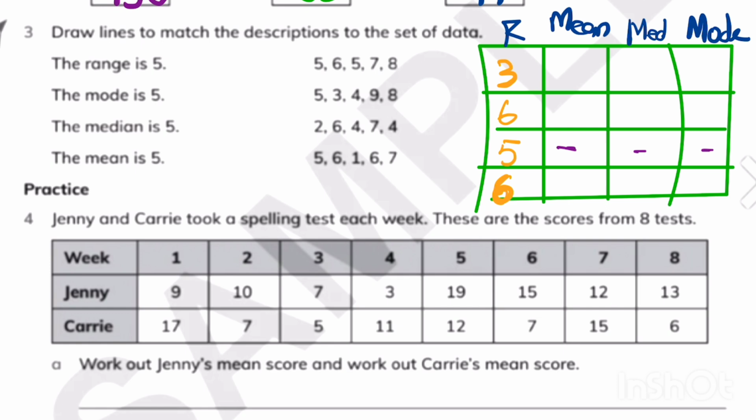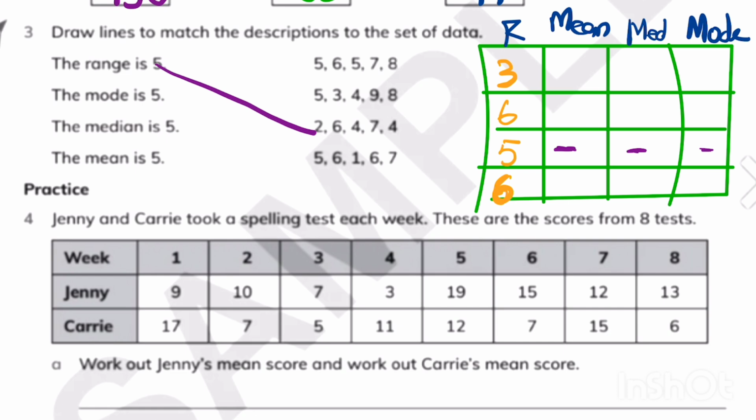Now I will find the range of all the 4 sets of numbers. In my first set, 5 and 8 are the minimum and maximum values, so the range is 3. In the second, 9 is the maximum and 3 is the minimum, so the range is 6. In the third one, 7 is the maximum and 2 is the minimum, so the range is 5. In the fourth, 7 is the maximum and 1 is the minimum, so the range is 6. I got to know that the third dataset has range 5, so I will match my first statement with the third set of data. Now I will exclude the third dataset because it has already been connected.